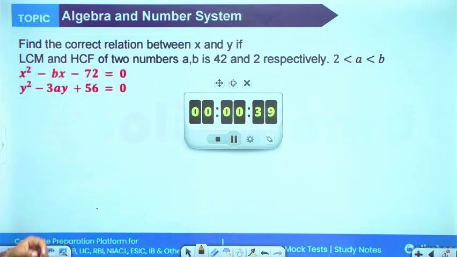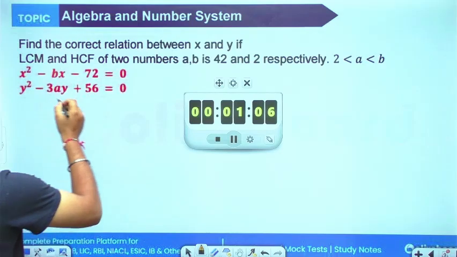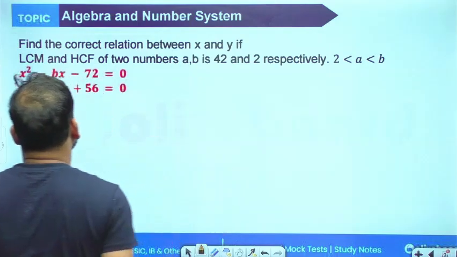A very beautiful example of HCF and LCM. It's a very beautiful example. Let's crack this question. Find the correct relation between X and Y.